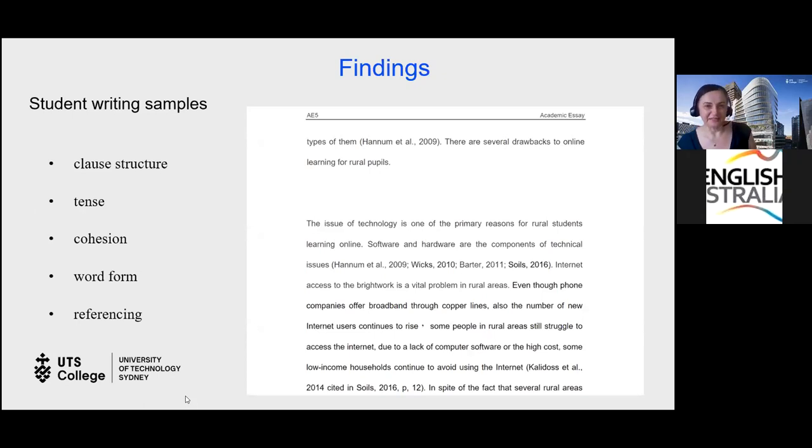Because referencing has been the bane of my life. I have tried different strategies and there's always about 50% of students who just don't do the citations right. And with these two groups, I actually noticed a really great improvement and it must be the peer feedback that was given to them.